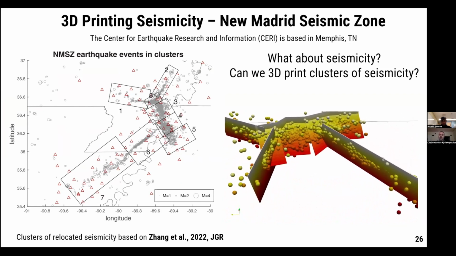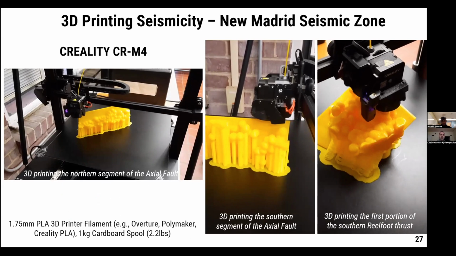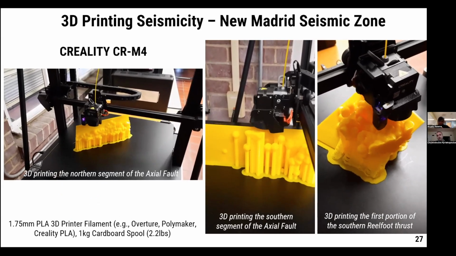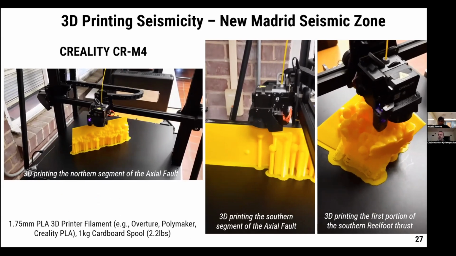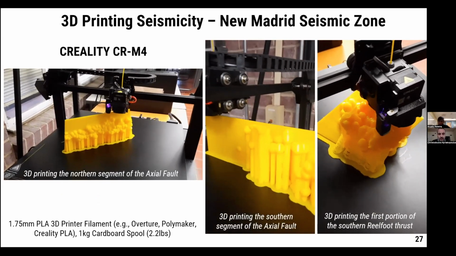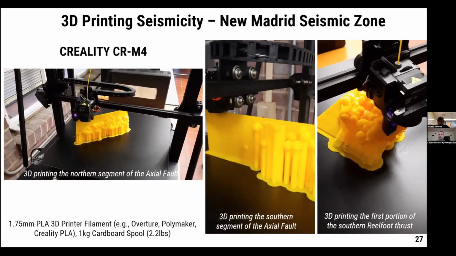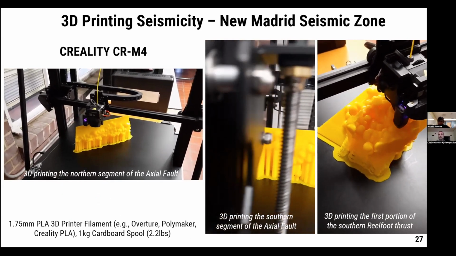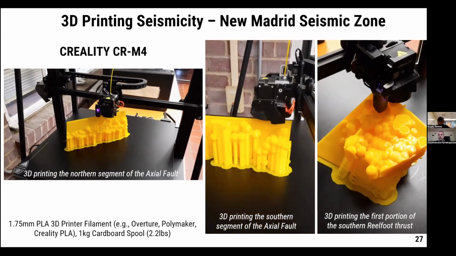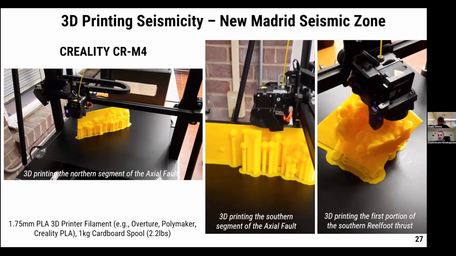Okay. And yes, after figuring out some things, we did 3D print earthquakes, clouds of seismicity, together with the New Madrid seismic zone faults, right? And that brings really an additional level of scientific information for our visitors and for the people that we are interacting with when we do outreach, when we do communication, when we're going to talk to the policymakers.